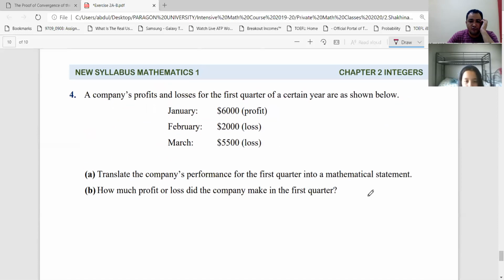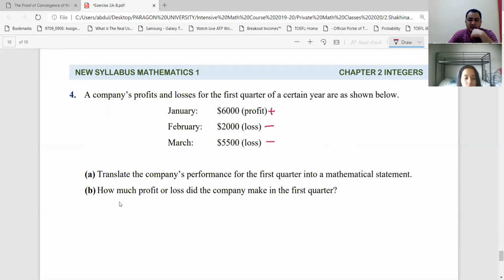All right. Question 4, the last question. A company's profit and losses for the first quarter of a certain year are shown below. January, $6,000 profit. February, $2,000 loss. What is profit? Profit means it's plus, addition. Loss means you're losing money, right? Because you need to pay from your pocket. That is minus. And March, 5,500, again, you lost money. So it's minus.